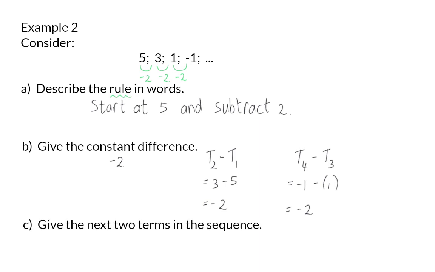Question C. Give the next 2 terms in the sequence. So here once again we simply continue with the pattern, and we will subtract 2 again to get a value of minus 3. Subtracting 2 again will give me my next term of minus 5.